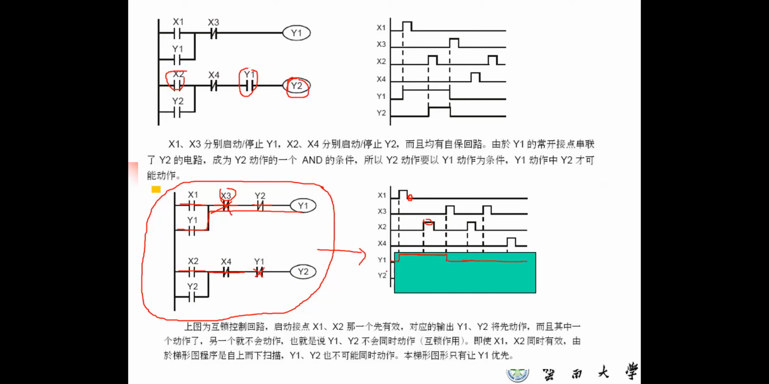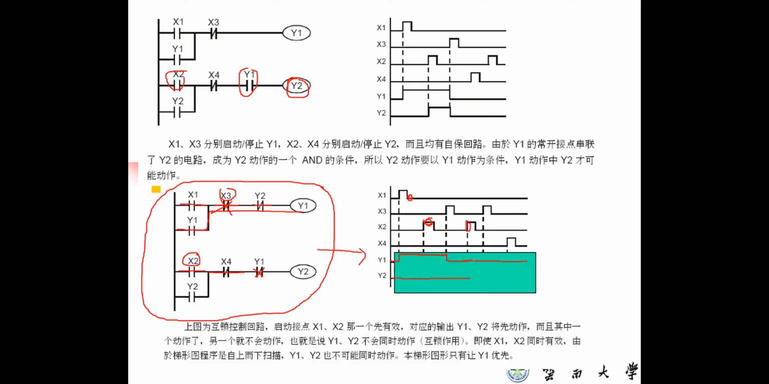But we can see y2. Maybe we can see when x2 is equal to 1. But here maybe y1 is equal to 1, so x2 equal to 1, so y2 is not equal to 1.